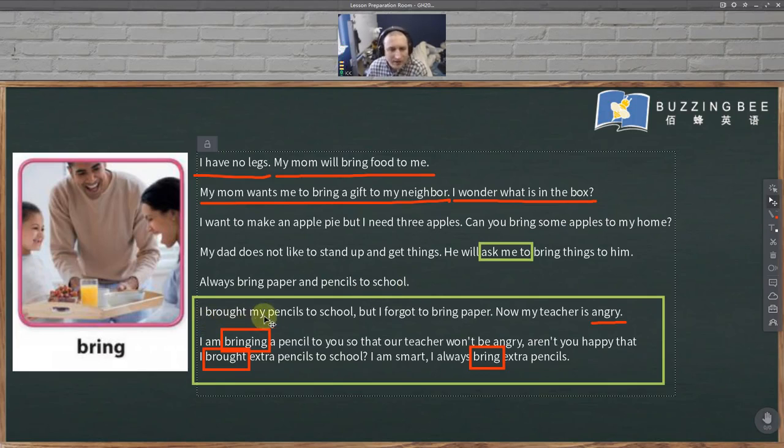I brought my pencils to school, past tense, but I forgot to bring paper. Now my teacher is angry. Oh, my teacher is angry. That's interesting. If your content is interesting, then it's going to be easier for your students to remain focused and engaged, so they'll learn better. I am bringing a pencil to you so that our teacher won't be angry. Aren't you happy that I brought extra pencils to school? I am smart. I always bring extra pencils.